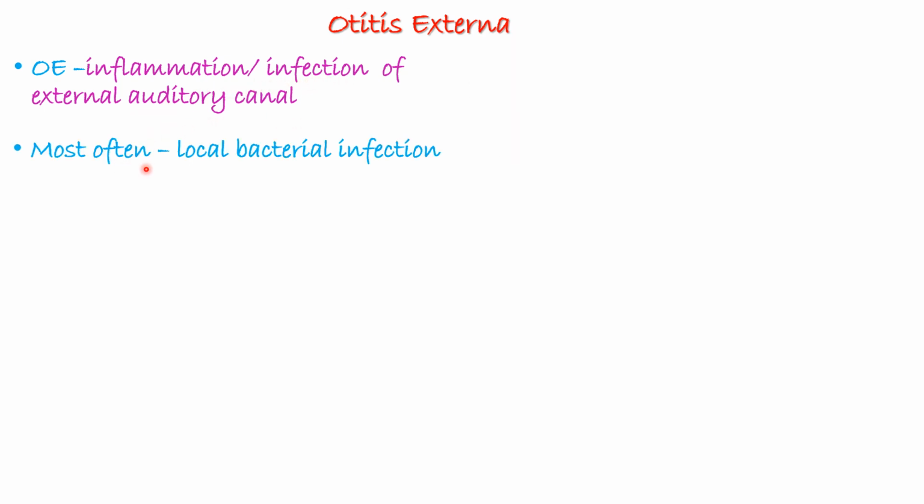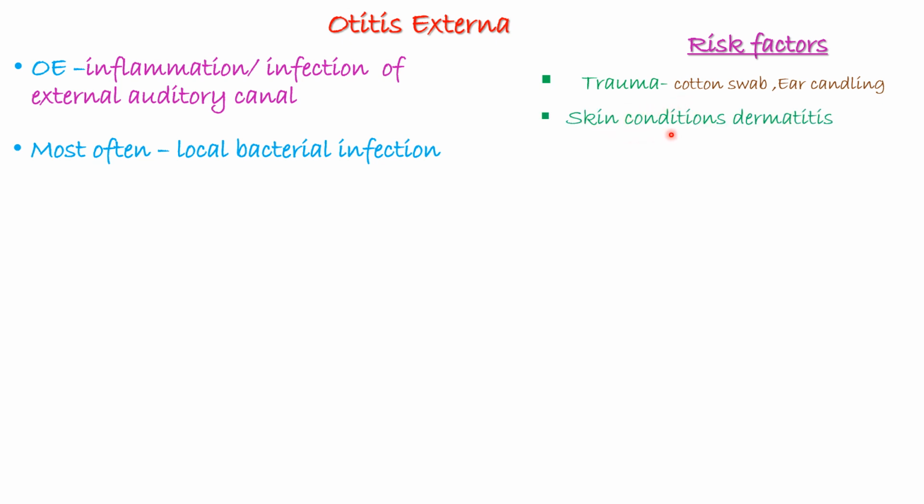It is most often caused by local bacterial infection. The risk factors include trauma, use of cotton swabs, and ear cuddling. They also include skin conditions such as dermatitis, increased moisture, as I mentioned before, which is why it is called swimmer's ear, and immunosuppression such as DM and HIV. Immunosuppression will also predispose the patient to a variant of otitis externa called malignant otitis externa.